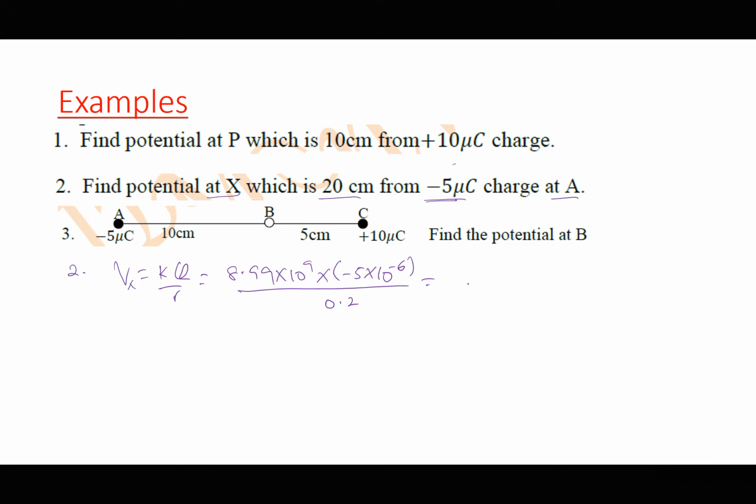Press the calculator. So pressing the calculator is giving me negative 2.25 times 10 power 5 volts. Then our question number three. I think question number three may require a lot of space, so I will have to clear this. So for question two, we have seen potential at X is negative because the charge creating the field is negative.